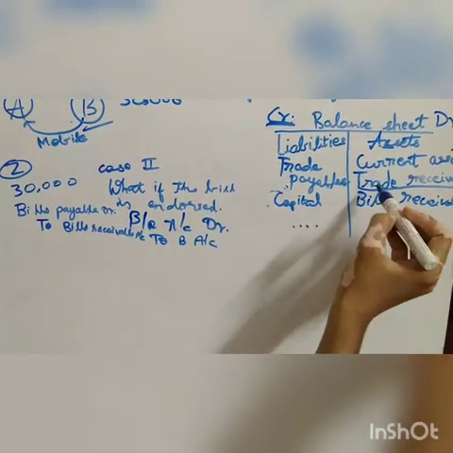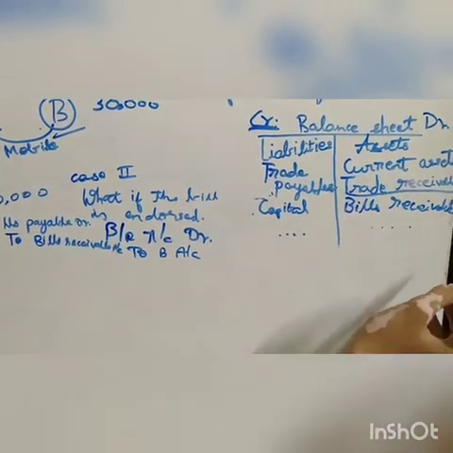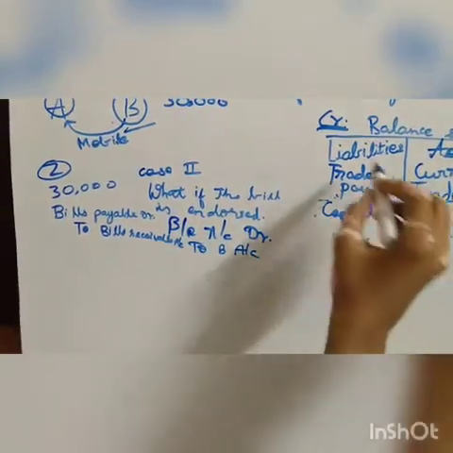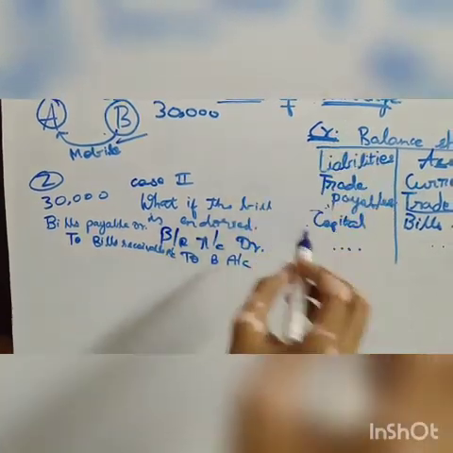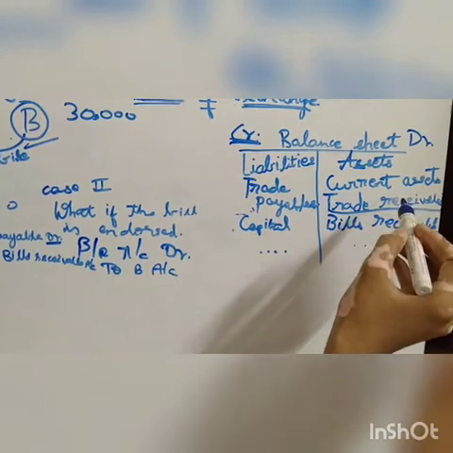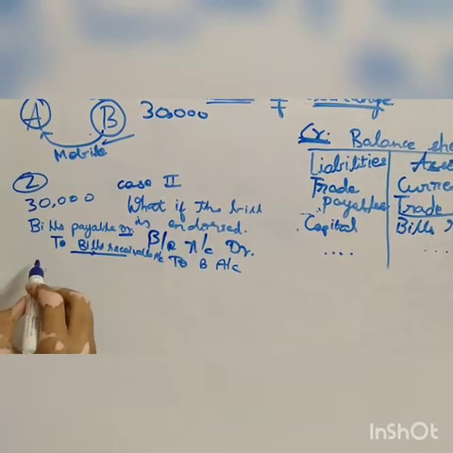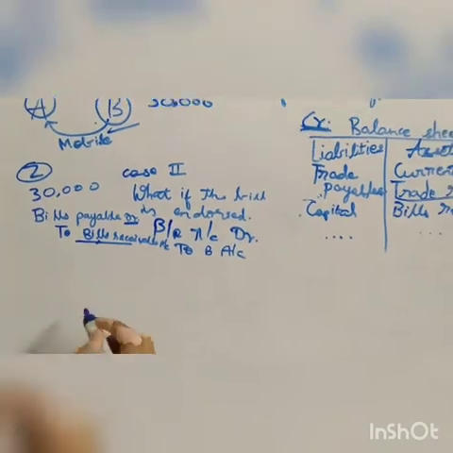What happens here? A trade payable is going and a trade receivable is going. Since this is a credit balance, we are reducing it, so we debit it here. Since it is a debit balance, to reduce it, we credit it. This is the entry for endorsement of bill.